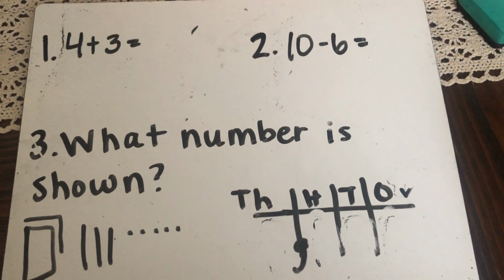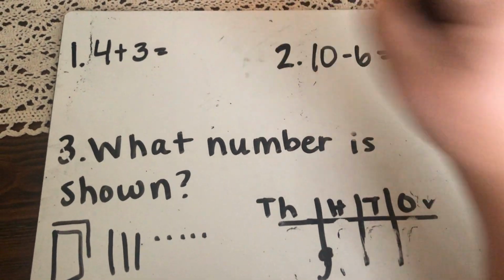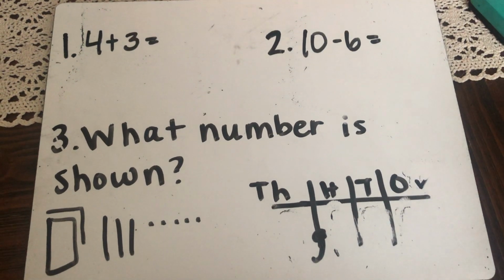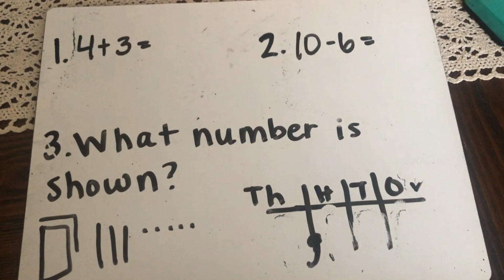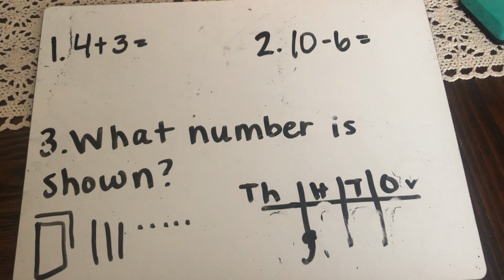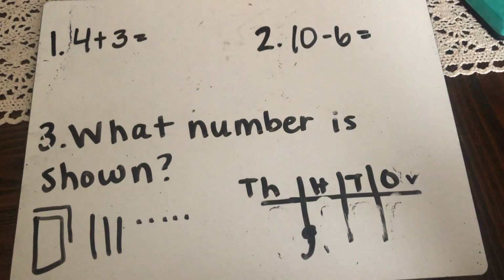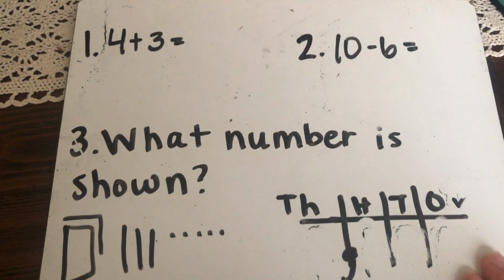We're going to check our last day of DMR before we have a DMR quiz to practice all of these skills: addition, subtraction, and then finding what number is being shown in base 10 blocks. So we're going to check our last DMR today, and then on Monday you are going to have a quiz. Make sure you have out your colored writing utensil to check as I'm doing these problems, so that way you can make sure you're getting them right.